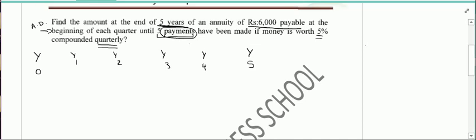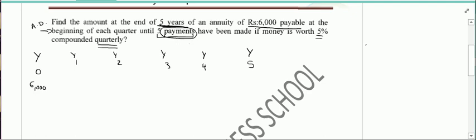Let us first make a timeline. Today is year 0 and we have to calculate the amount at year 5, and we will have year 1, 2, 3 and 4 in between these 2 years. The interest rate is 5%, we know that. However, we are depositing an annuity of 6,000 rupees at the beginning of each quarter only 5 times.